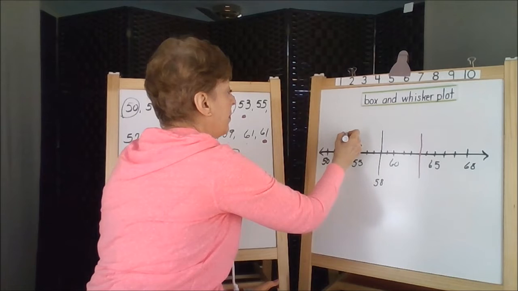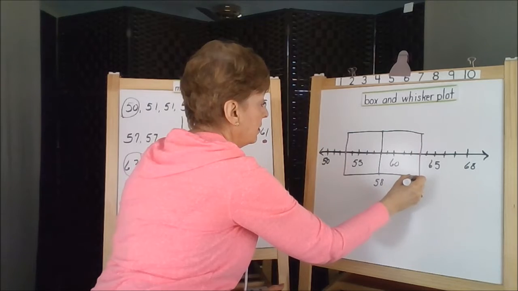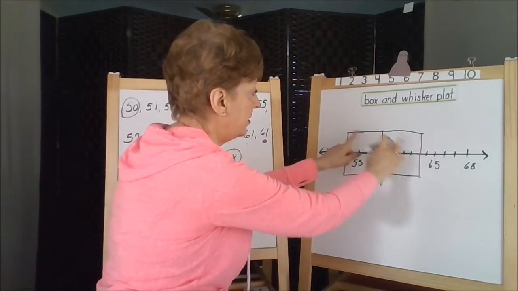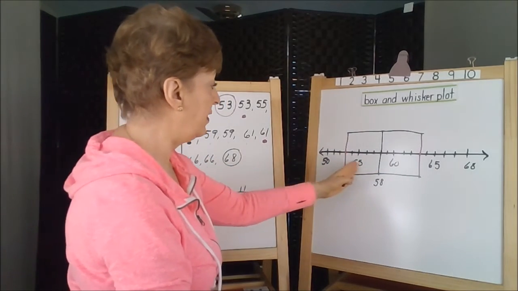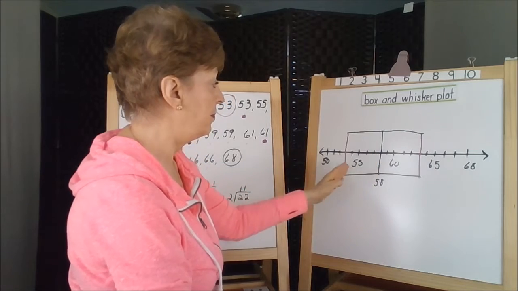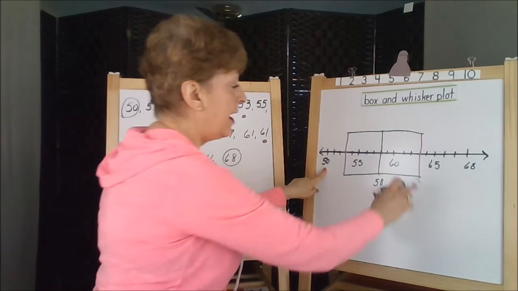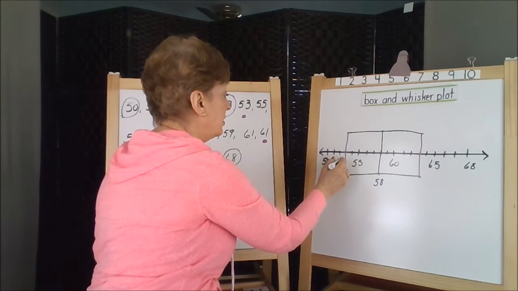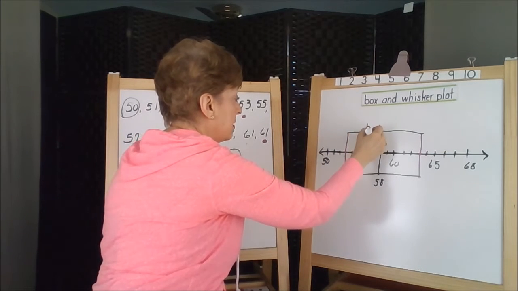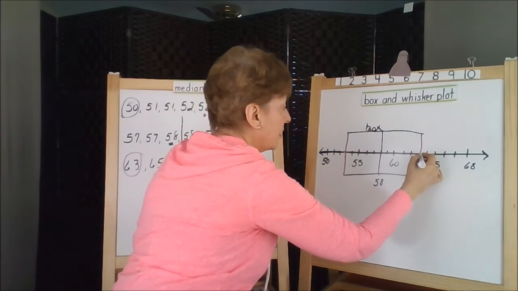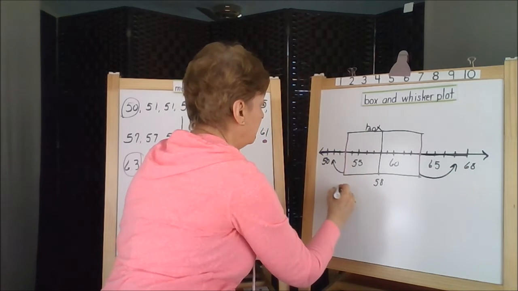We're going to have a box here and here. This is the box part of our data. Most of these numbers fall within these positions on the number line. And the numbers that are lower and higher become the whiskers. So this part is the box. This is the box. And these lines right here, these are the whiskers.